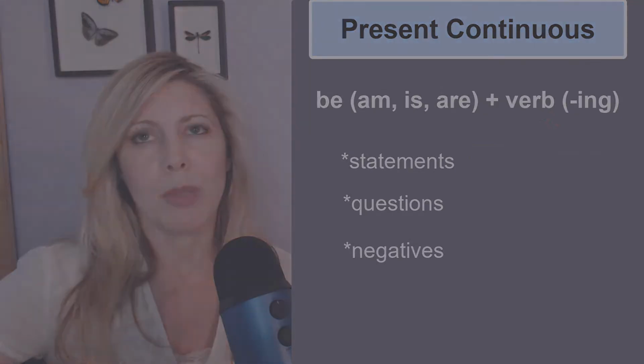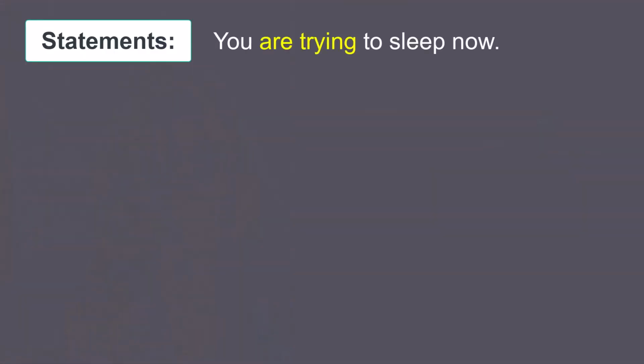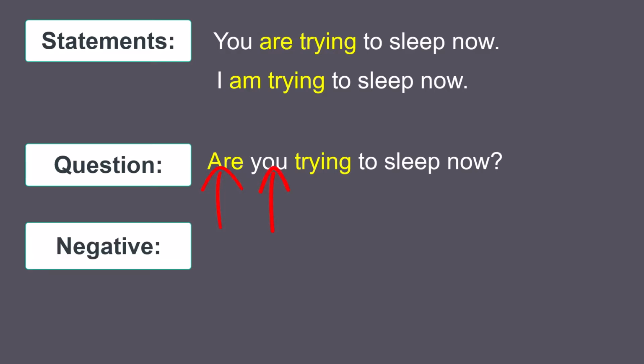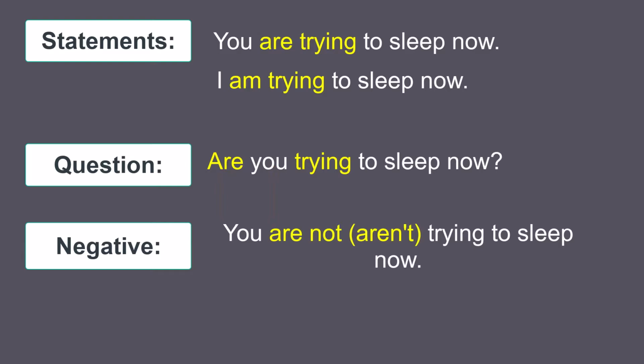So a statement would be, you are trying to sleep now. I am trying to sleep now. A question, are you trying to sleep now? So just notice that the verb and the subject switch for a question. Instead of you are, it's are you trying to sleep now? A negative, you are not or you aren't trying to sleep now.